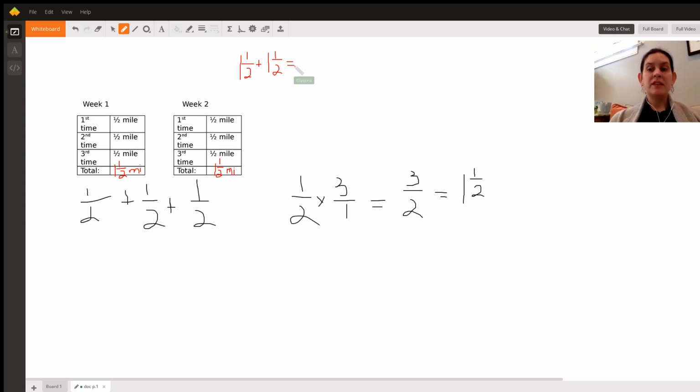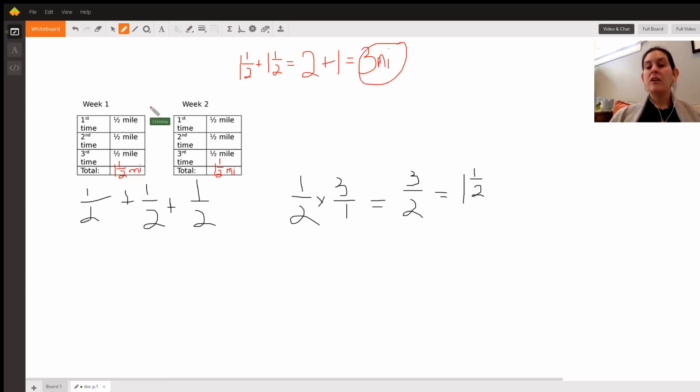There are a couple different methods we could use to find the sum of these numbers. What I prefer is to add our whole numbers first. So that gives me a sum of 2 for my whole numbers. And then to add my fractions, 1/2 plus 1/2 is a whole. So that's 2 plus 1. So my final sum here is going to be 3. And I can't forget my units. This is 3 miles. So that's my final answer.